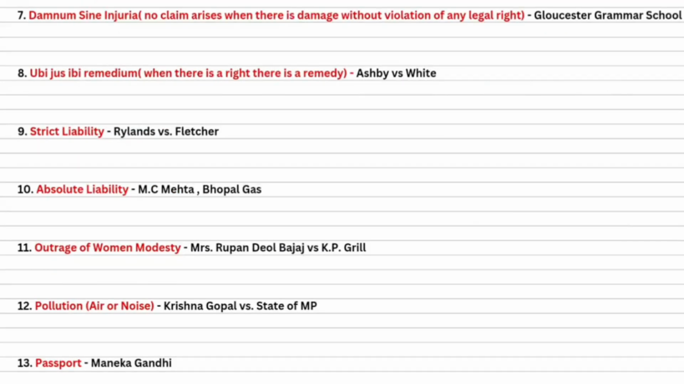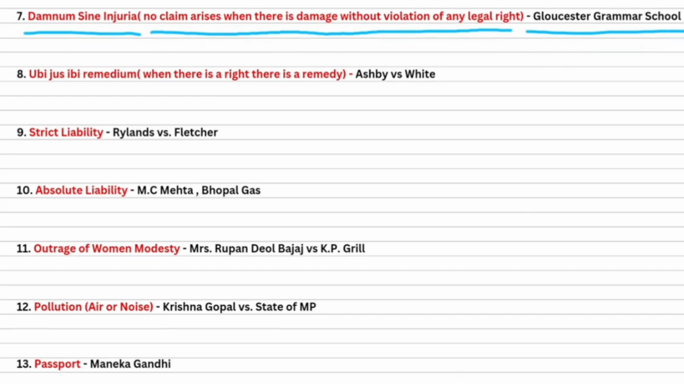The next few cases you must have heard about when you were studying in your law school. First off, we have the Gloucester Grammar School case. This case is known for establishing the principle of damnum sine injuria, which means no claim arises when there is damage without violation of any legal right. In this case, it was held that harm or loss caused without violation of any legal right does not lead to a legal claim.